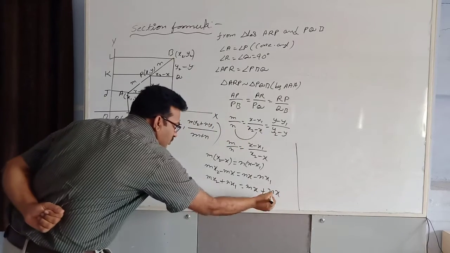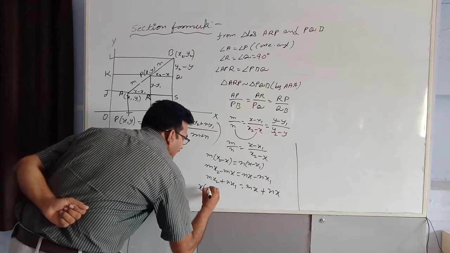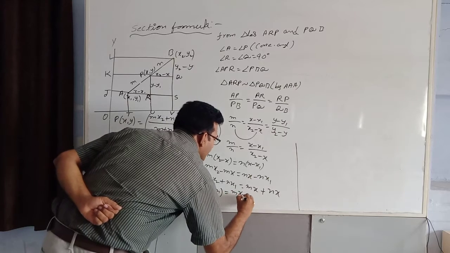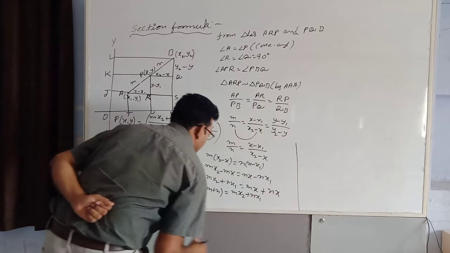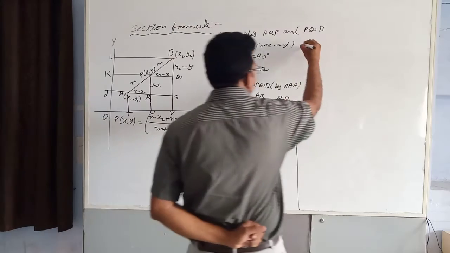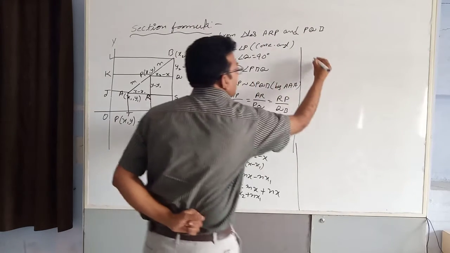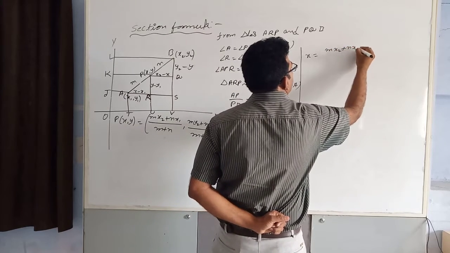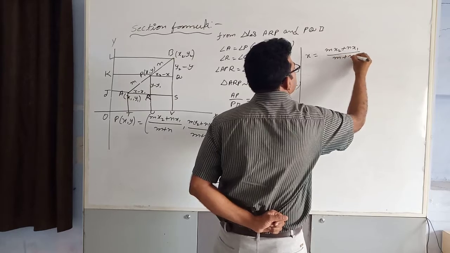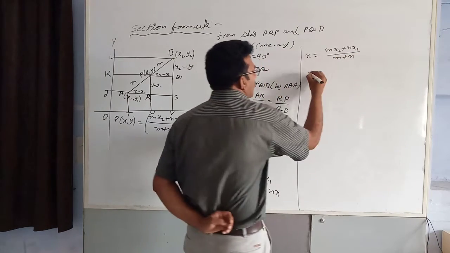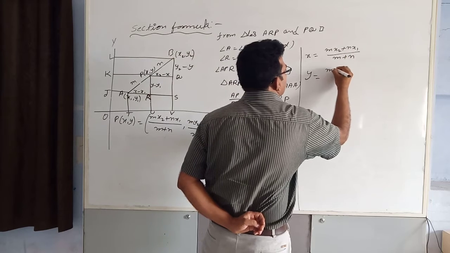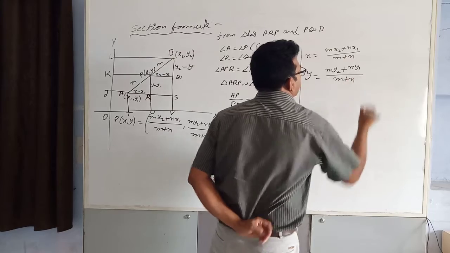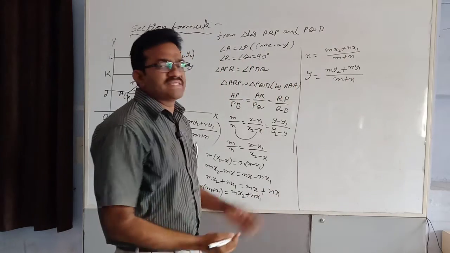So finally we take x common here: x into m plus n is equal to mx2 plus nx1. So finally x is equal to mx2 plus nx1 by m plus n. Similarly, we can prove y is equal to my2 plus ny1 by m plus n. Okay, so this is the section formula.